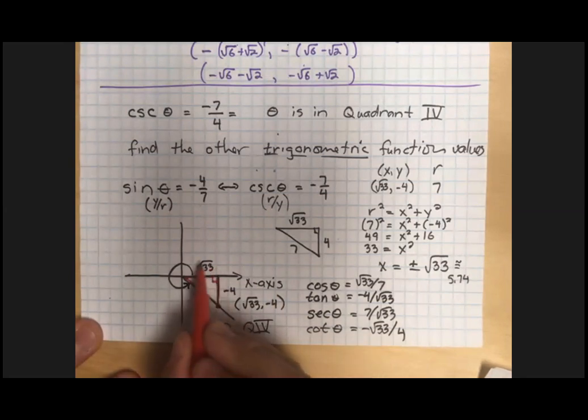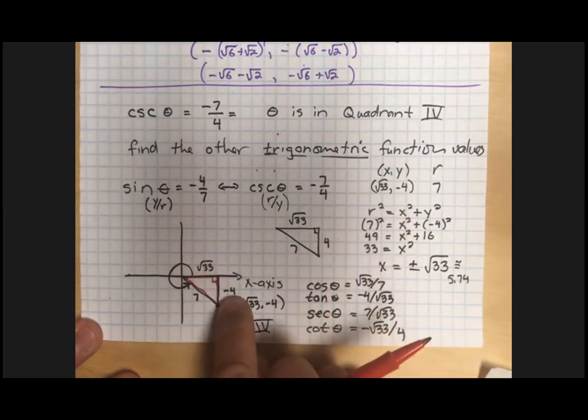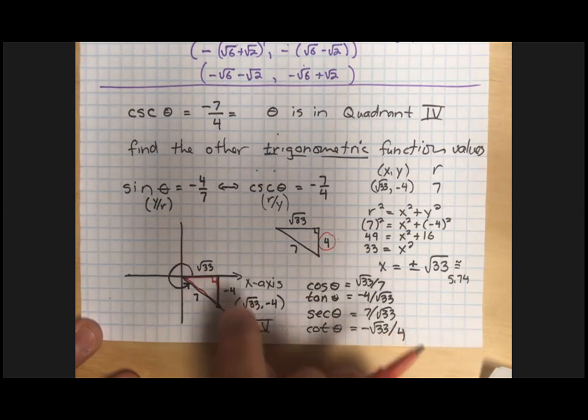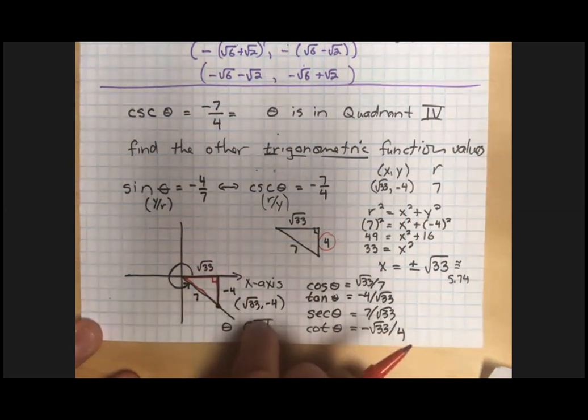And you label the sides according to the information you're given. Although it might look funny to call that side -4, it means I was going down 4. If you want to draw it as a positive number, go ahead. But remember that y is negative in this quadrant.